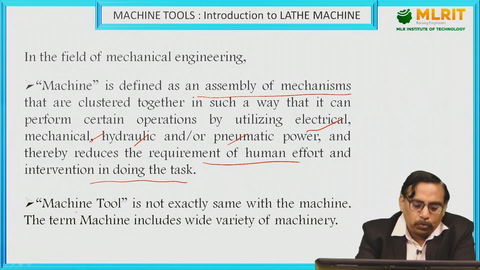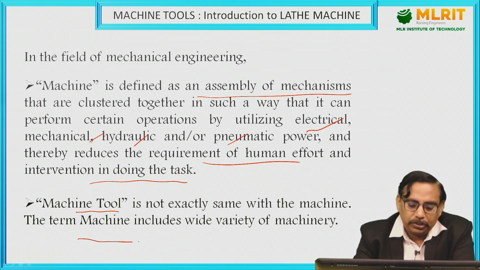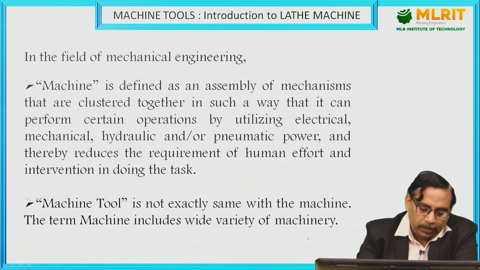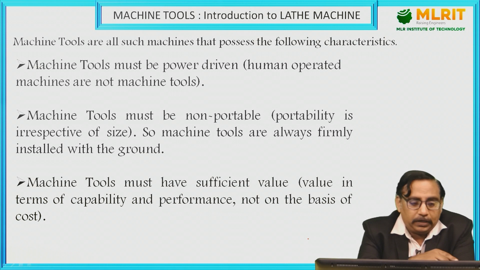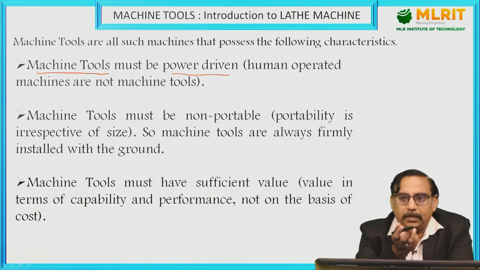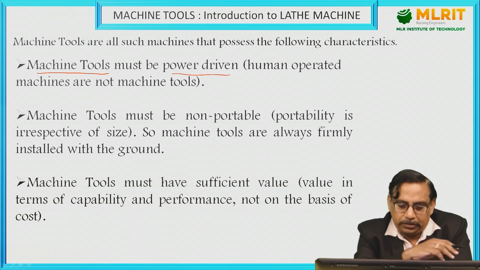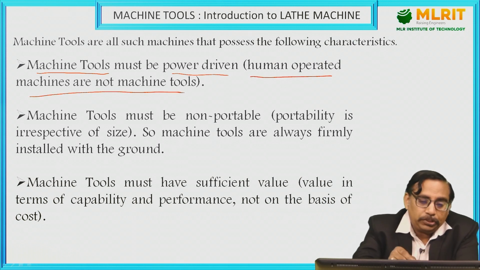So, a machine tool is not exactly the same as a machine. Machine is different and machine tool is different. The term machine includes a variety of machinery, and machine tools must be power driven. Power may be electrical, hydraulic, pneumatic, whatever it is. So, human operated machines are not machine tools, right?